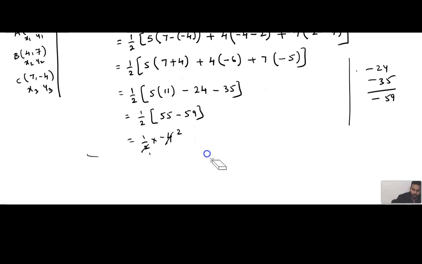So what is our final answer? What can we conclude? Therefore, area of triangle is equal to minus 2 square units. Area of triangle is how much? Minus 2 square units. Is this clear? See, it's so simple, right? Now let me solve the next problem, that is example number 13.